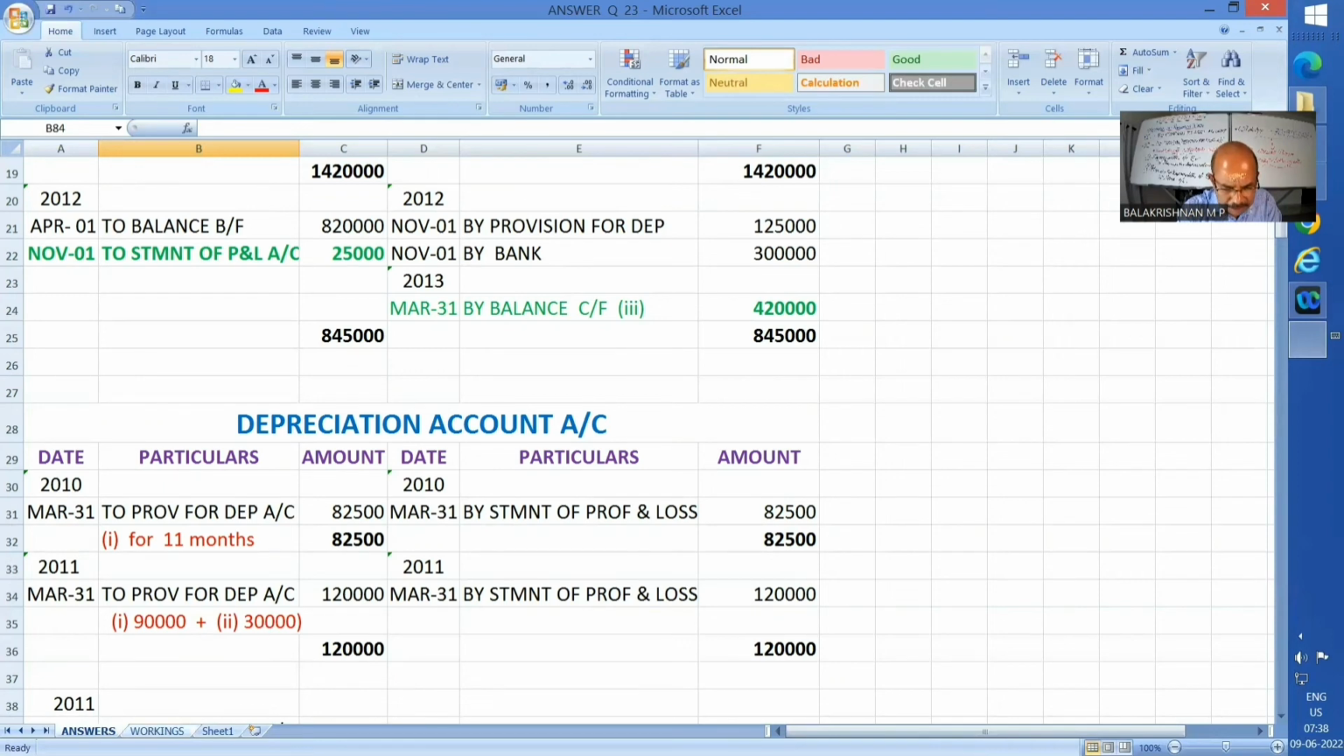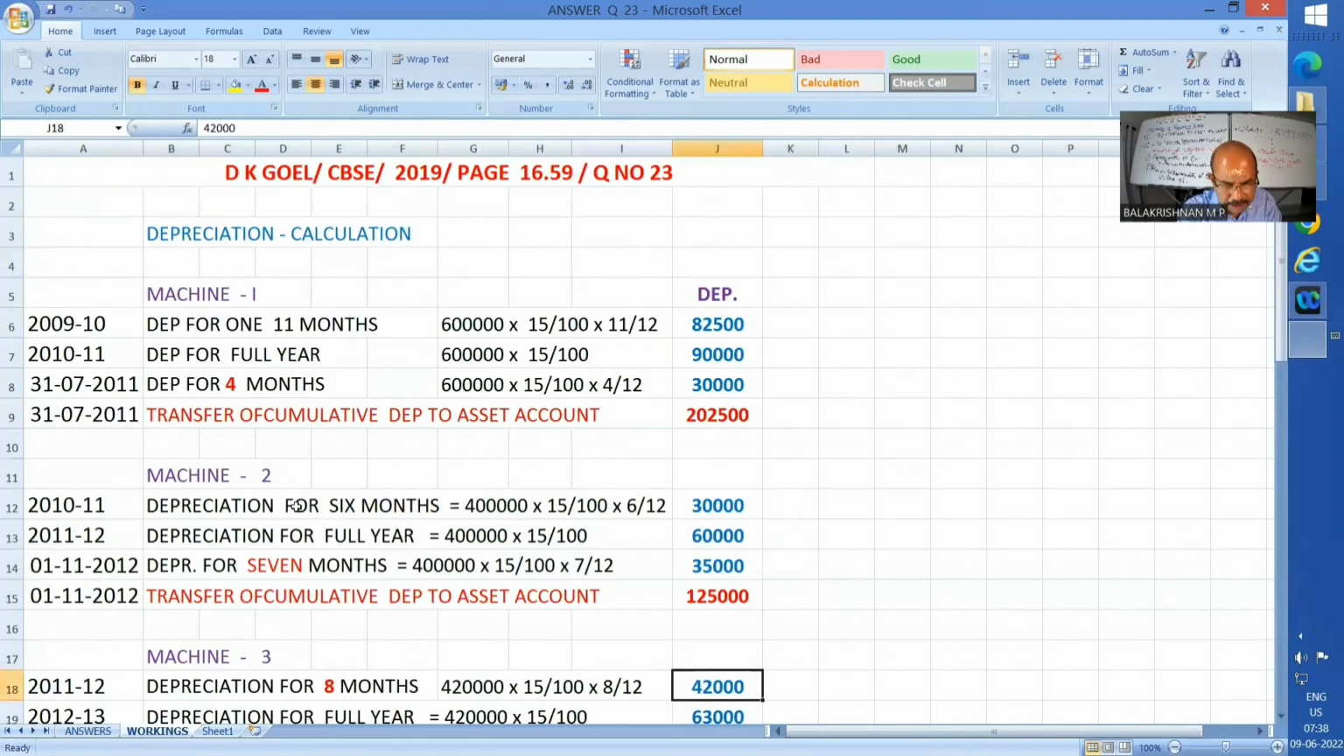Pending depreciation. How much is the pending depreciation in respect of machine 2? Only for 7 months. Why 7 months? 1st November means practically 31st October. Okay, that is 7 months, April to October. So 4 lakhs into rate into 7 by 12, 35,000. Let me account that first here.